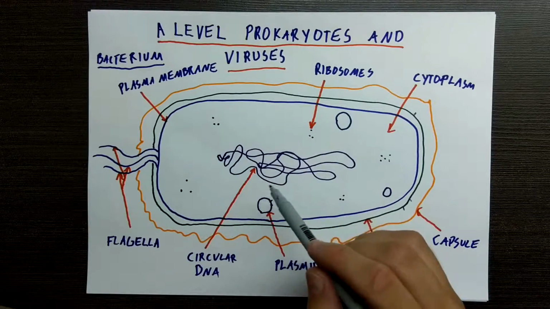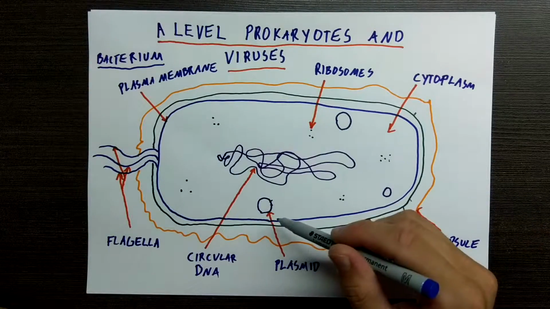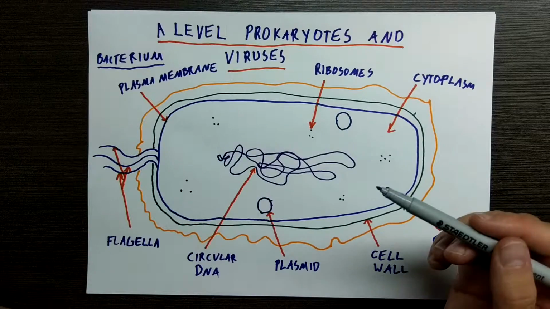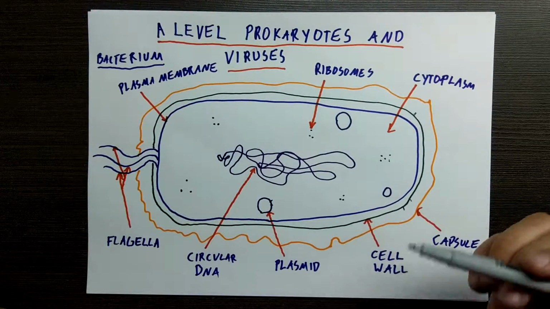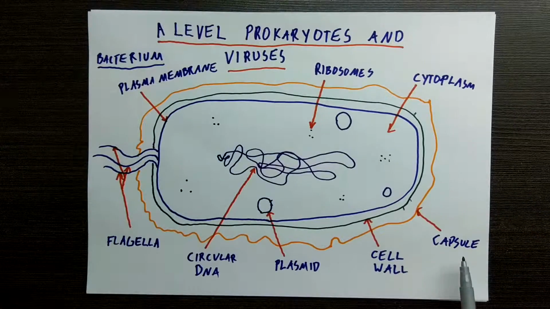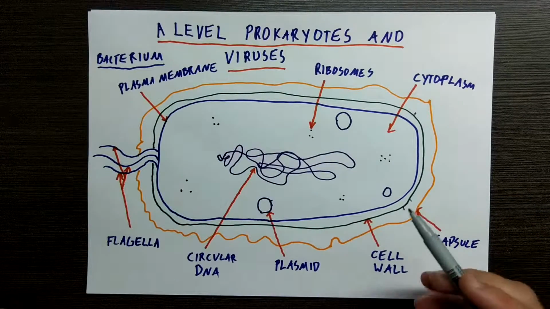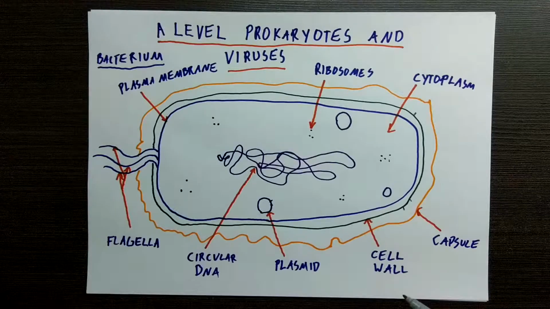There is circular DNA as opposed to a nucleus. There are plasmids. There are no plasmids in eukaryotes. The cell wall is made from glycoprotein, that's different to plants. And a capsule, which is not a thing in eukaryotic organisms.